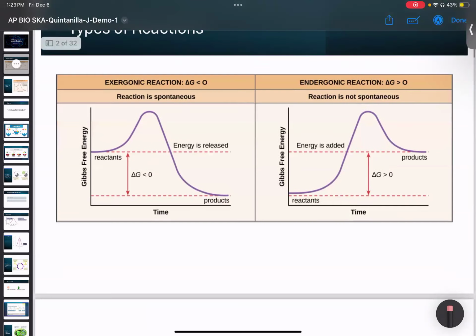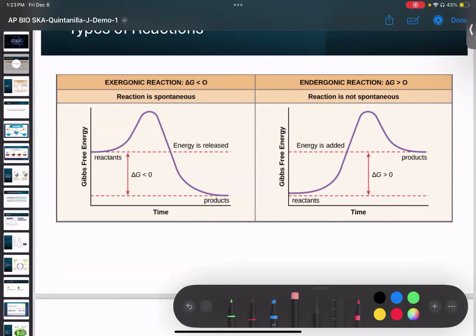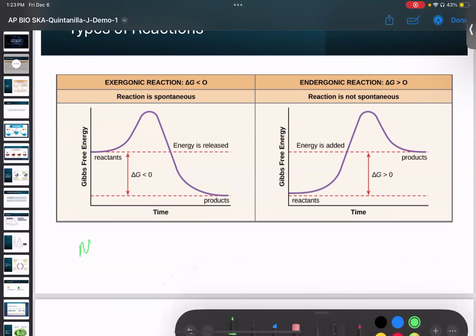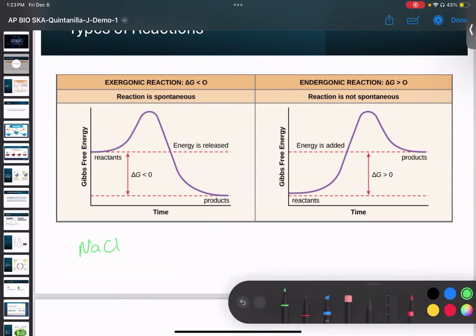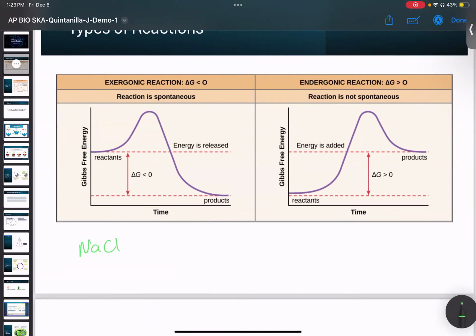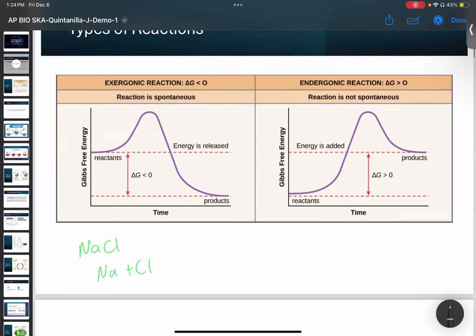To give you an example of each, think of the exergonic reaction as the formation of sodium chloride, NaCl, which is also known as table salt. In the process of making this, you combine sodium metal plus chlorine gas. Each of these is very reactive. Sodium metal will react in water and explode. Chlorine gas is very toxic. If it goes into our lungs, it will potentially harm us and potentially kill us.